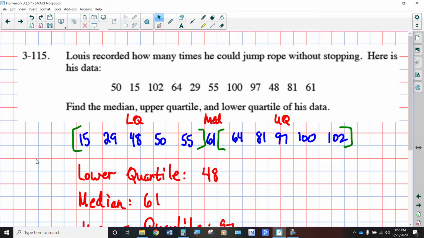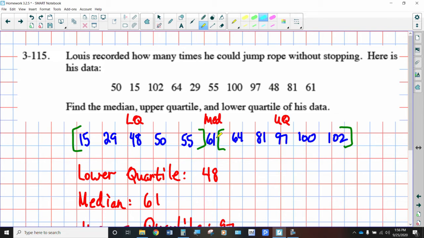All right, Lewis recorded how many times he could jump rope without stopping. Here is his data. All right, so he had some good runs, 102 and 100. He had some that he didn't do as well, where 15 and 29 and so on and so forth. So if we are going to create a data display like a box and whisker plot, we'd want to put all these numbers in order from least to greatest. The minimum is 15, the maximum is 102, and then find the median and the quartile.